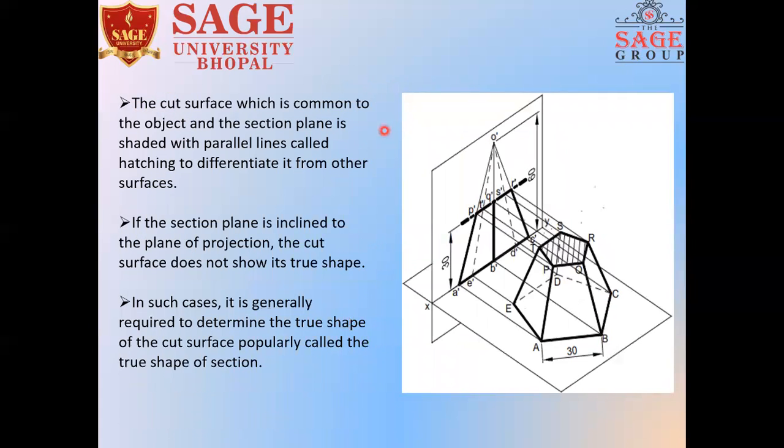Next point. The cut surface, which is common to the object and the section plane, is shaded with parallel lines called hatching to differentiate it from other surfaces. So whenever you use a cutter on one plane, the sectional view will be opposite, and the remaining portion is denoted by hatching lines. Now suppose I'm using this as the hatching line, which is inclined, at a minimum spacing of 2 to 3 mm. Our next point: if the section plane is inclined to the plane of projection, the cut surface does not show a true shape. But we know true shape is very important. So in such a case, it is generally required to determine the true shape of the cut surface, properly called the true shape of the section.